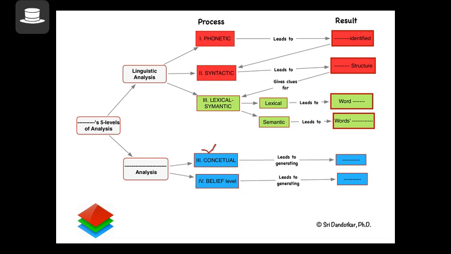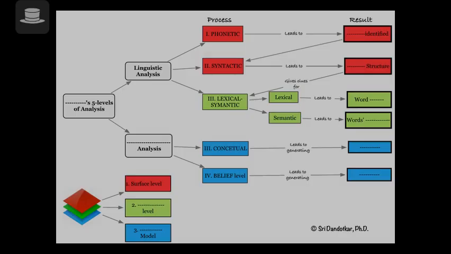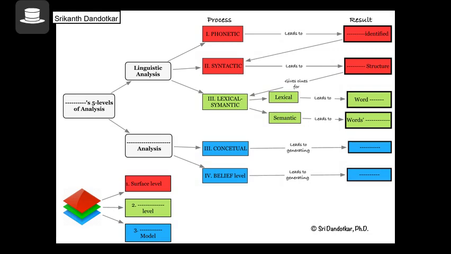The belief level also leads to generating inferences, based on the context in which you're reading a text, including the beliefs you have about the writer. So in the next slide, we'll see how these five levels are related to Kintsch's three levels of representing meaning. In this slide, we'll talk about how Miller's five levels of analyzing language are related to Kintsch's three levels of representing meaning.